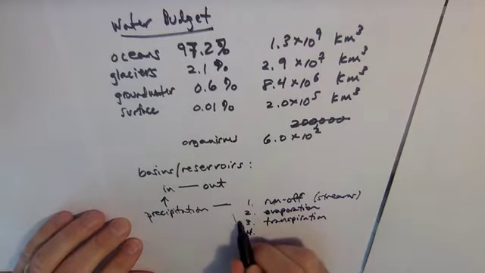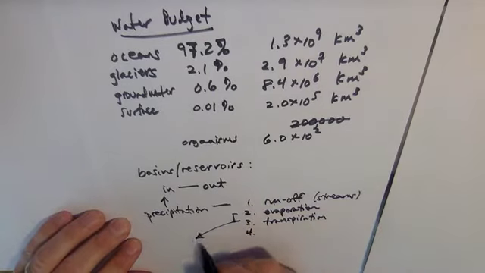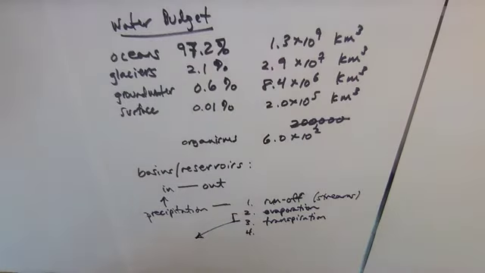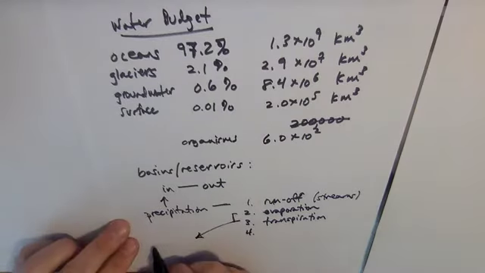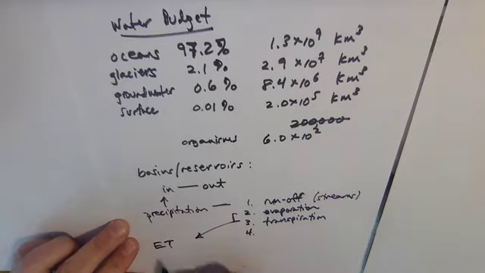And evaporation and transpiration are very hard to distinguish between in a lot of cases, when you're just measuring how water is lost. And so they're often coupled into what's called ET, which just stands for evapotranspiration.